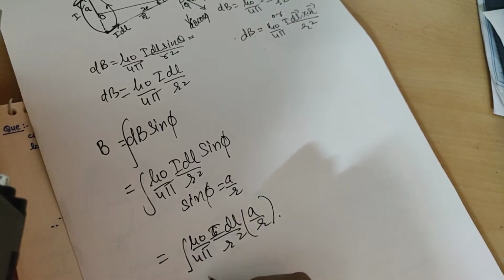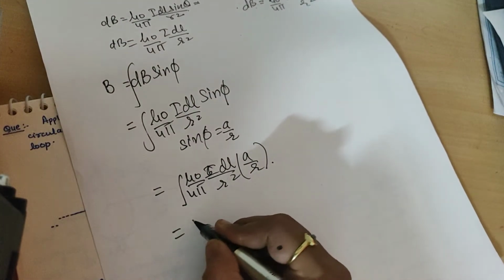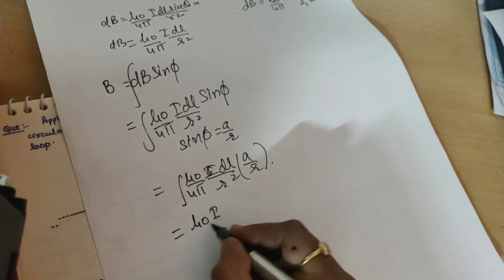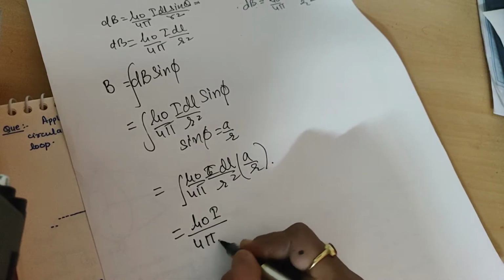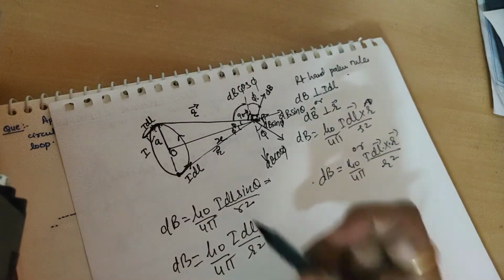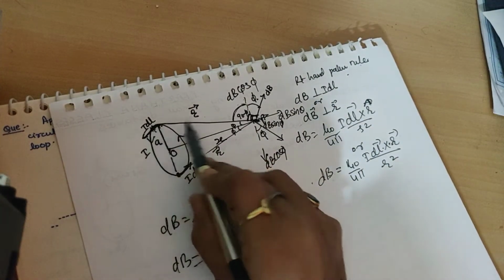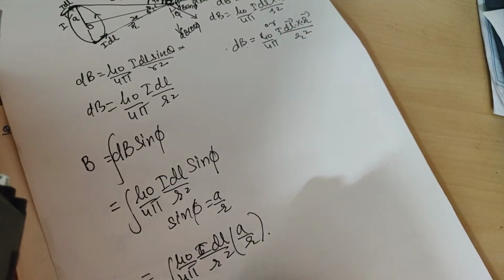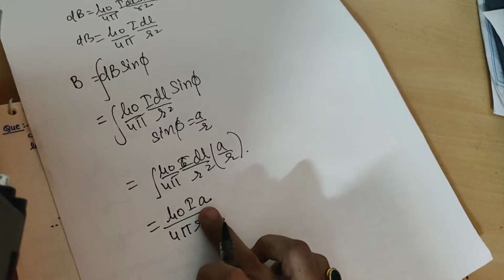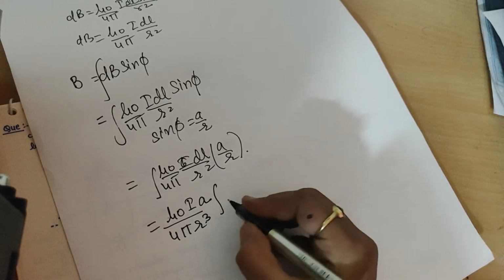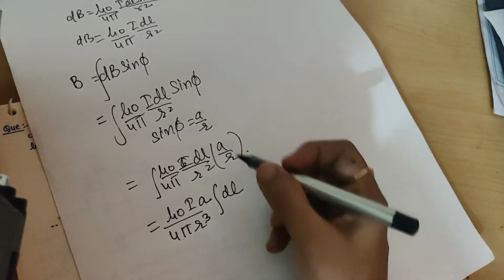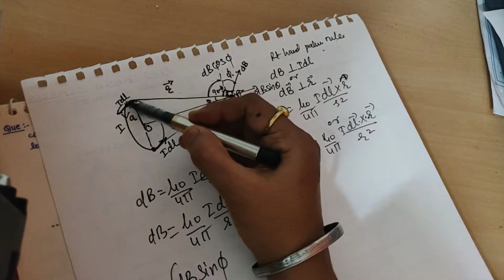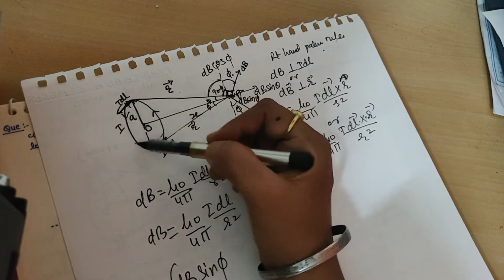Now which is a constant quantity? Take that constant quantity out of the integration. Mu naught I upon 4 pi r cube. Even r is constant, because r is what? r is this distance. So this distance is not going to change. And a is again constant because it is the radius of the current carrying loop. So only the dl part will change. dl will go on changing for the whole ring.